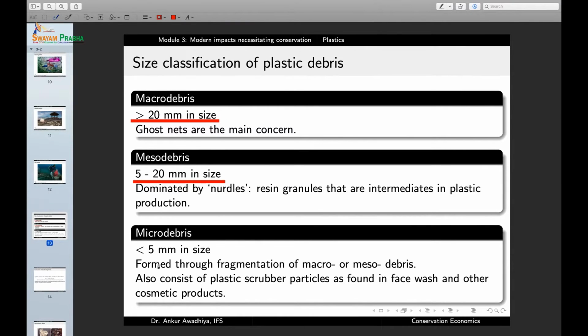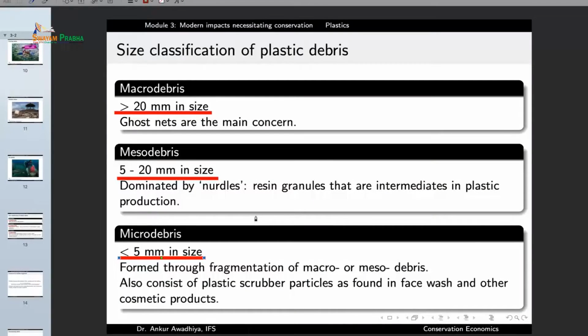The third category is the micro debris. Micro means small, so these are debris of small size, less than 5 millimeter in size, and they are often formed through fragmentation of macro or meso debris. And they also consist of plastic scrubber particles, as are found in face wash and other cosmetic products.